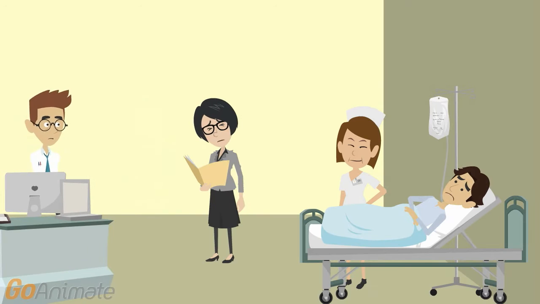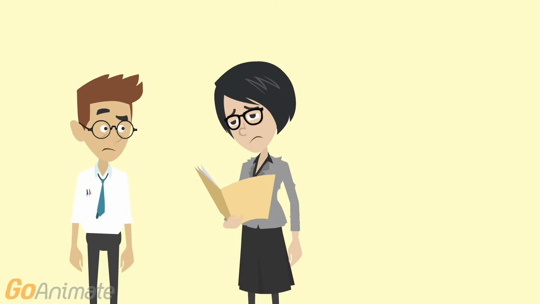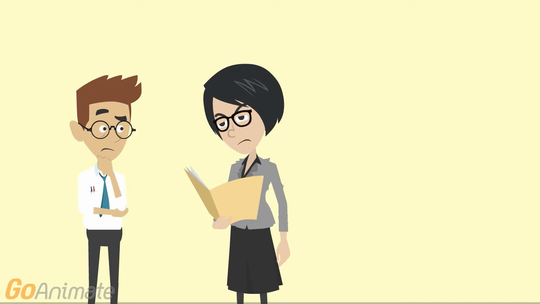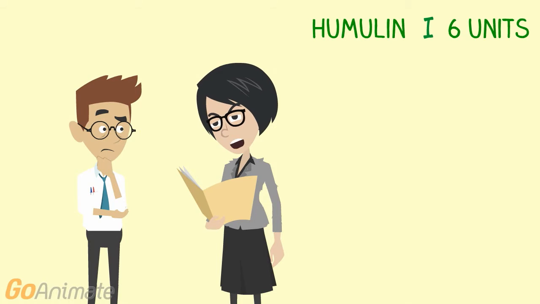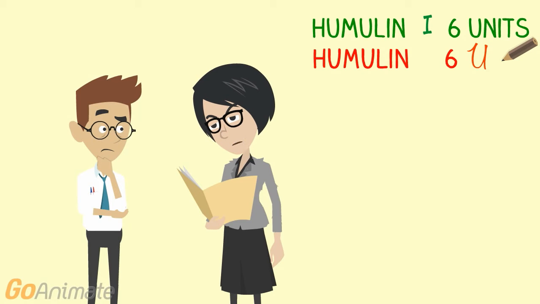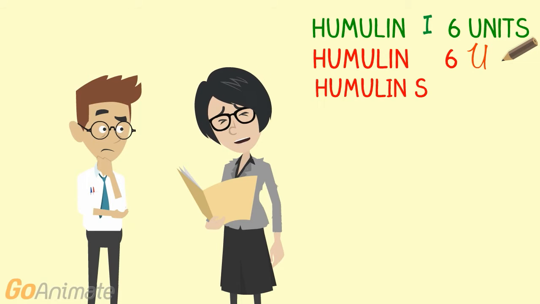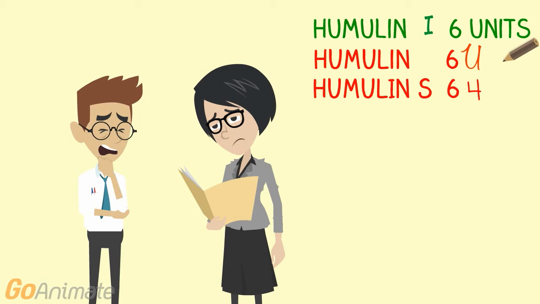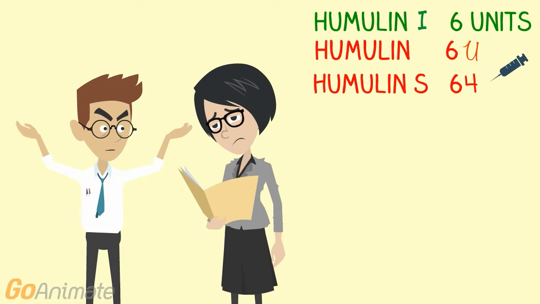Oh no. Wrong insulin. Hello, I am Brian, the registrar. What went wrong? Ward FY2 has prescribed insulin incorrectly. Patient is normally on Humulin I, 6 units twice a day. FY2 has prescribed Humulin 6 U. Pharmacy has dispensed Humulin S, which was given by the nurse. She has given him 64 units, which has led to a severe hypo. What? I will talk to the FY2.